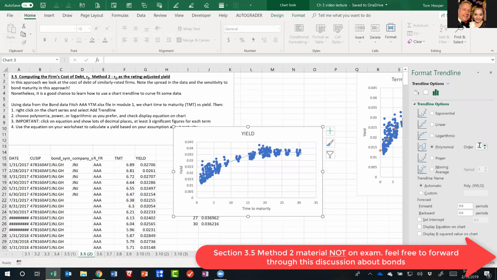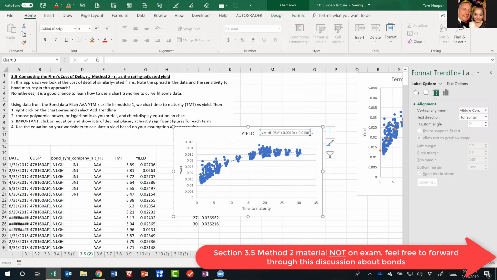Polynomial will allow you to do, right now we're looking at a quadratic. We've got a second order polynomial. If I put the equation on the chart, then our fit line looks like this. It's going to be a times x squared plus b times x plus c.